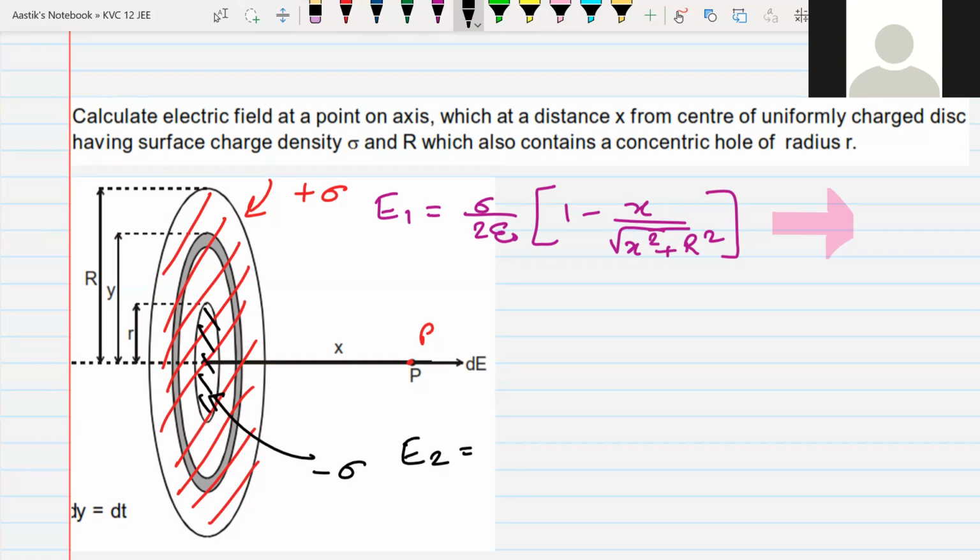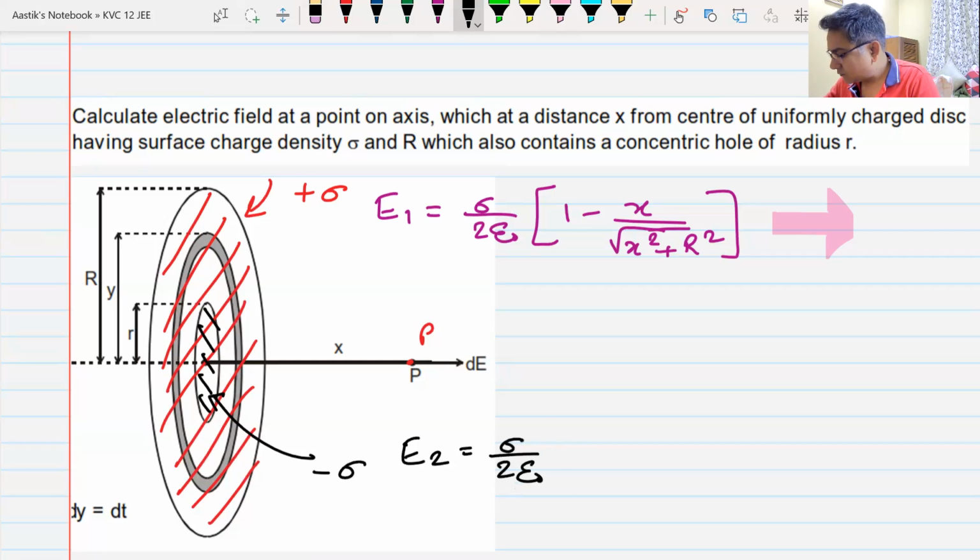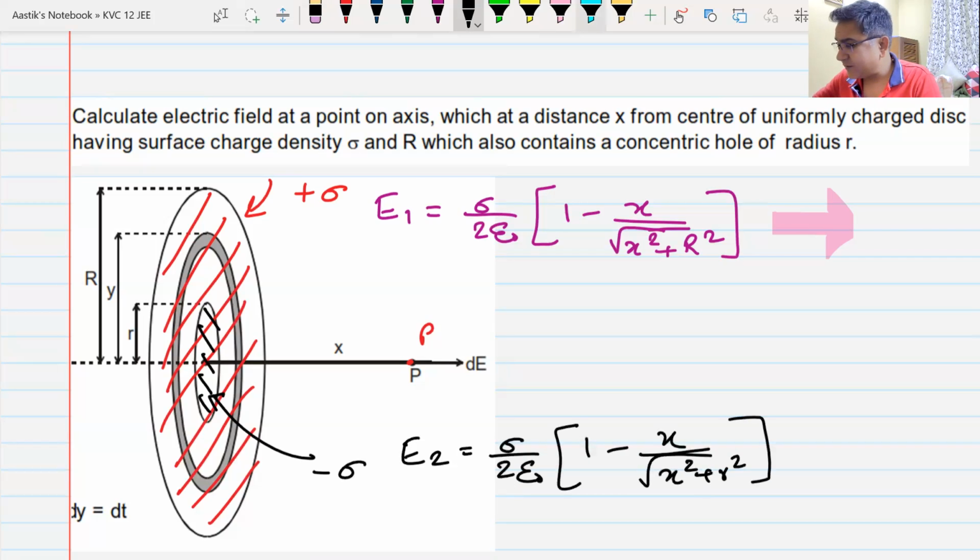Sigma by 2 epsilon naught of 1 minus x by root over x square plus small r square. Well, then you have the answer, my dear friends. This field is 1 minus x upon under root of x square plus r square. But this, my dear friends, is going in this direction. You add both of them vectorly and you got your answer.